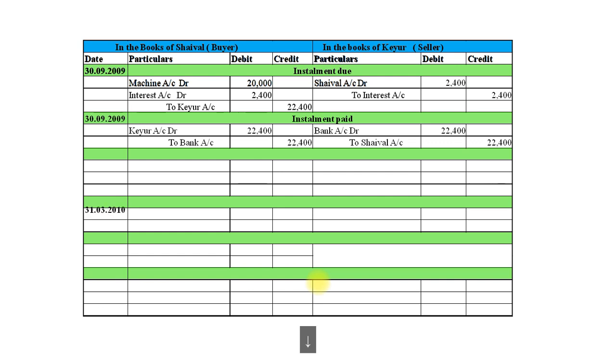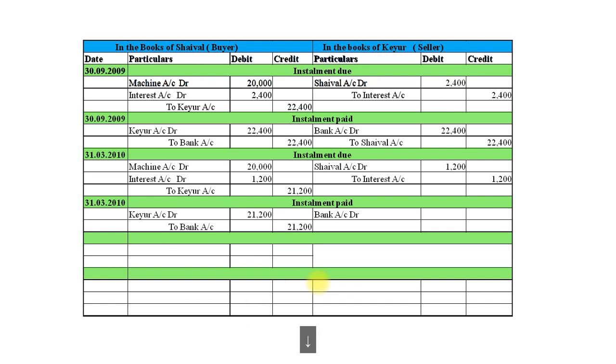Now the fourth installment due, that is on 31st March 2010. The journal entry will remain the same. Machine account debit 20,000, interest account debit 1,200 to Keyur account 21,200. And in the books of seller, it will be Shaival account debit to interest, that is 1,200. And installment paid on 31/3/2010, the journal entry is Keyur account debit to bank 21,200 and bank account debit to Shaival in the books of seller, that is 21,200.